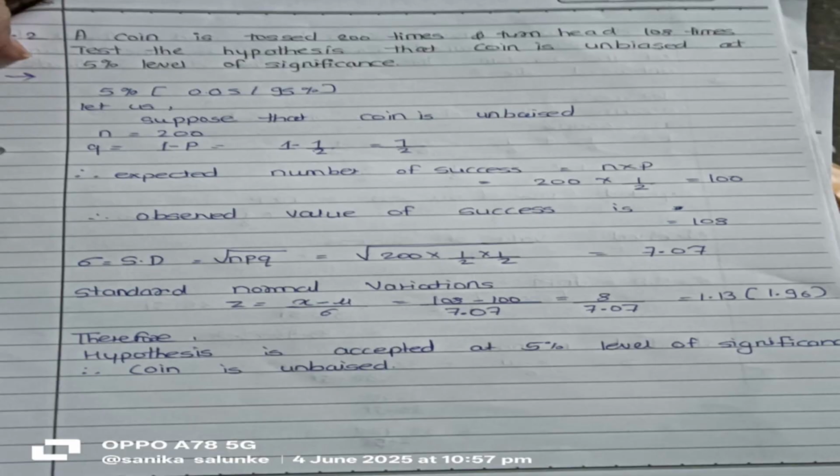Here's one example to solve. A coin is tossed 200 times and turns up heads 108 times. Test the hypothesis that the coin is unbiased at the 5% level of significance. Now we can solve the example by defining the hypotheses.